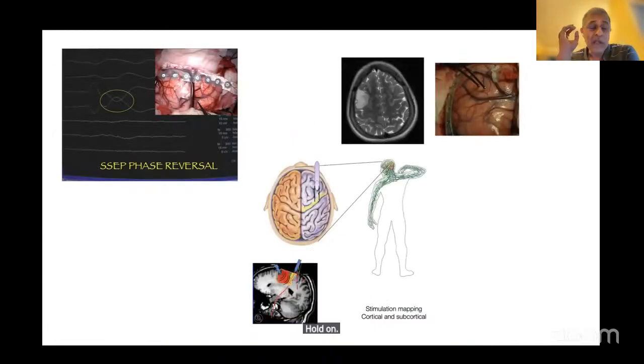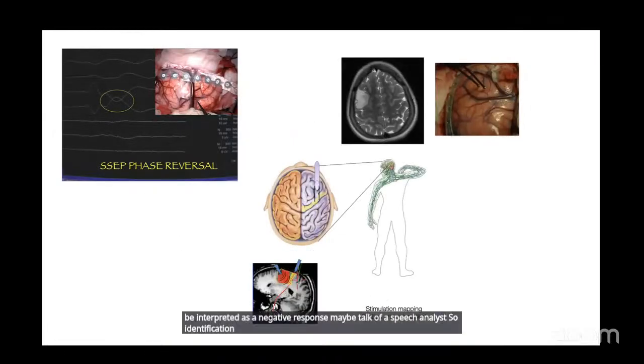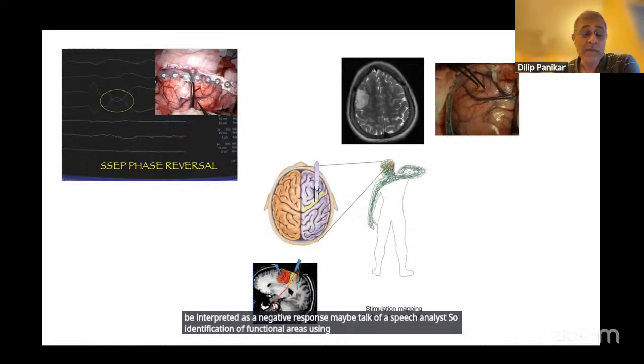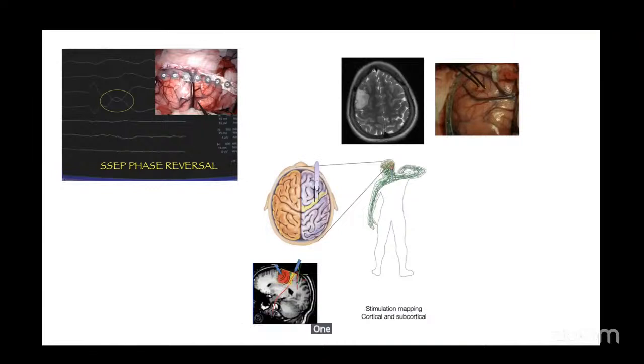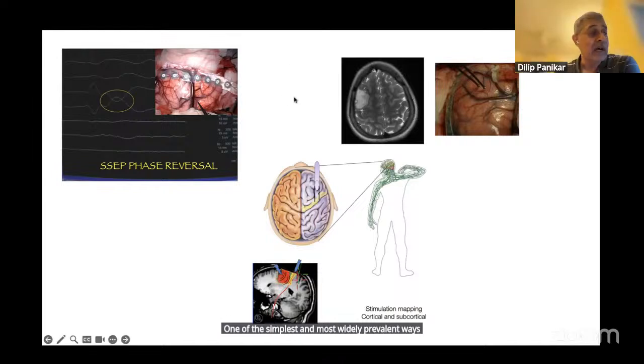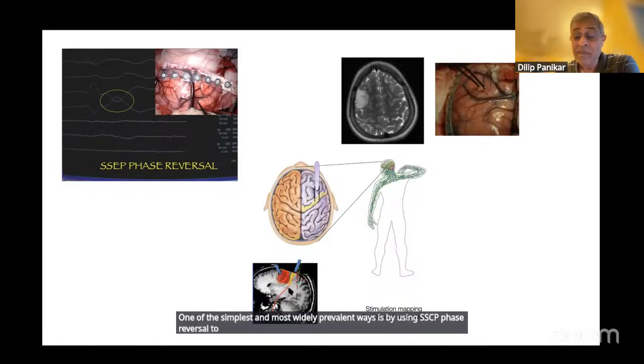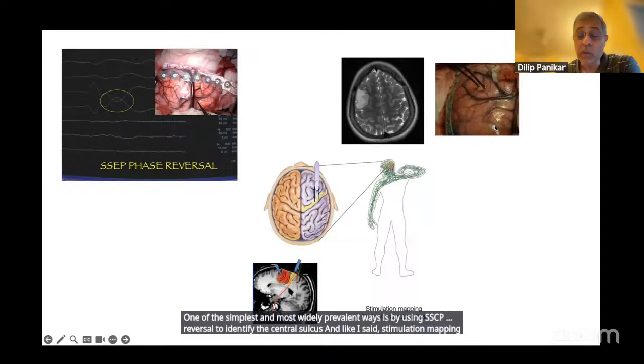So for identification of functional areas using IONM, one of the simplest and most widely prevalent ways is by using SSEP phase reversal to identify the central sulcus, and like I said, stimulation mapping, where one uses either bipolar or monopolar stimulation to stimulate the cortex and to identify the motor tracts.